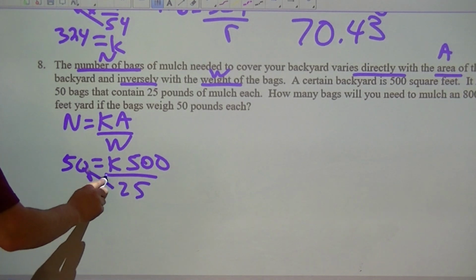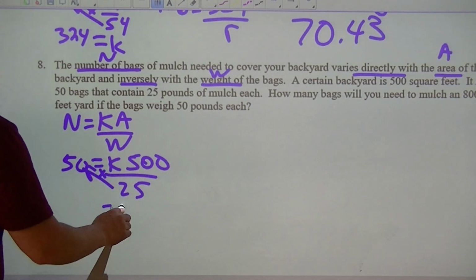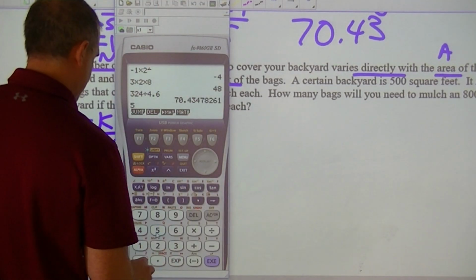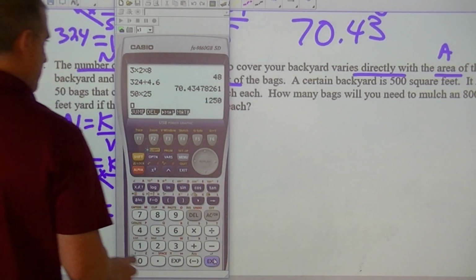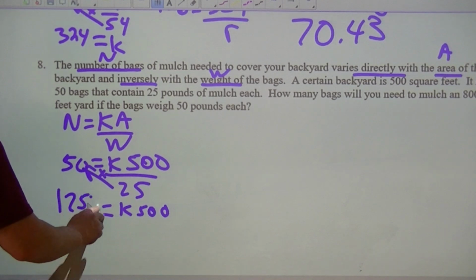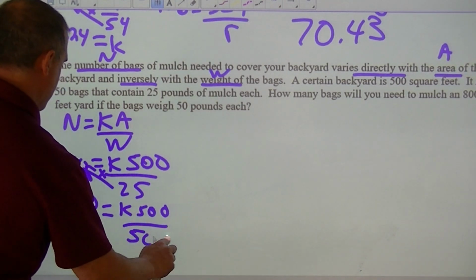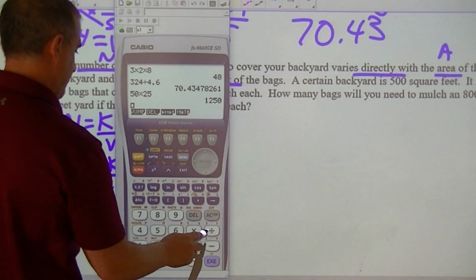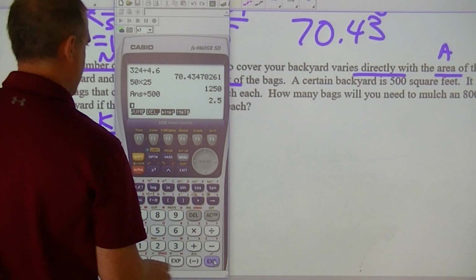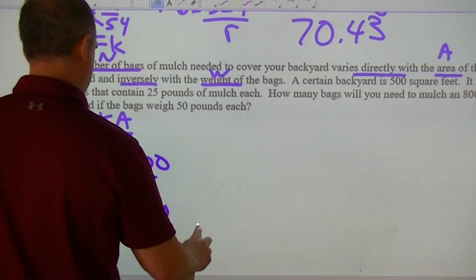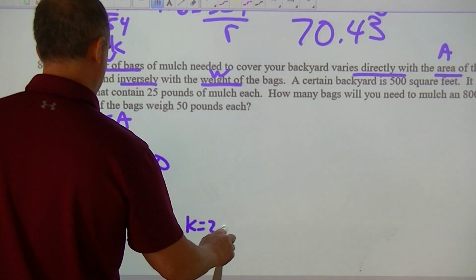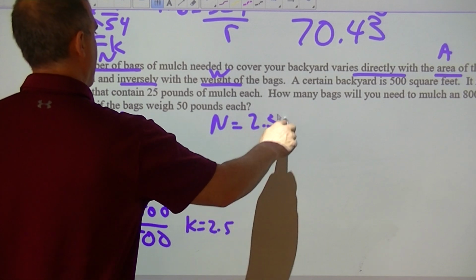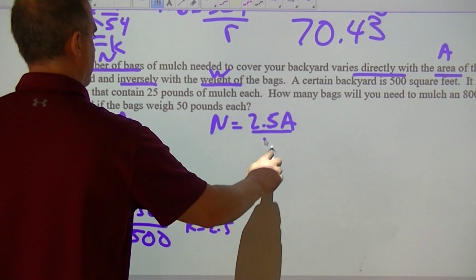So I will cross multiply that there. So that's going to be K and 500. Let's figure out what 50 times 25 is. All right, 1250. Divide by 500. 1250 divided by 500 is 2.5. N equals 2.5 A over W.